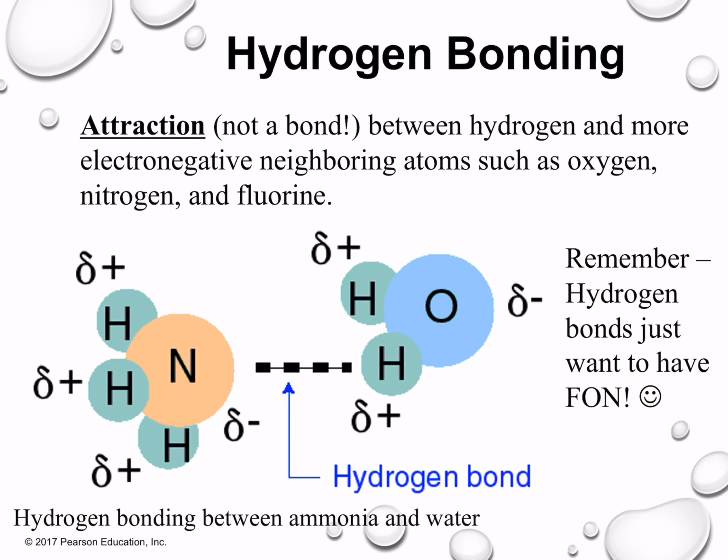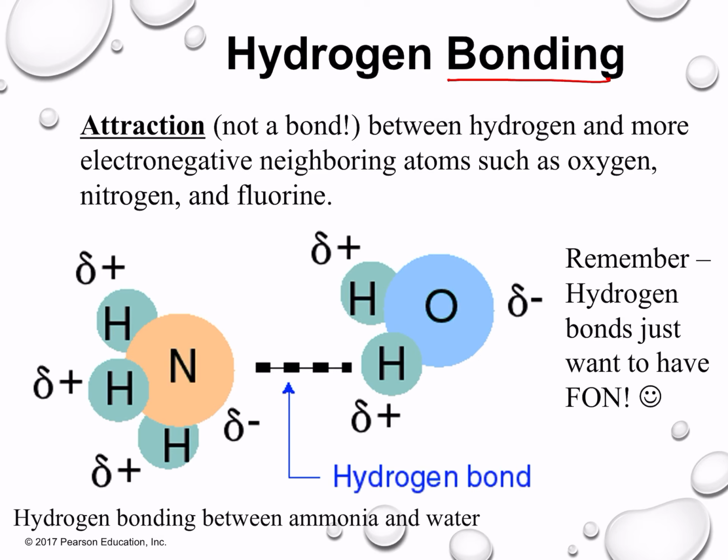Hydrogen bonding is an intermolecular force, not intra. And so this is an attraction, not a bond. I want to be very, very clear with that because the name is hydrogen bonding, and it's a very bad name because it's an attraction, not a bond. So make sure you know that. It's between a hydrogen and very electronegative neighboring atoms, so oxygen, nitrogen, and fluorine.